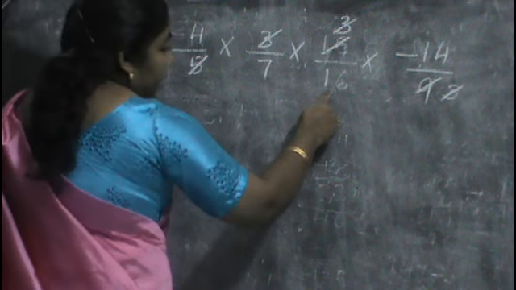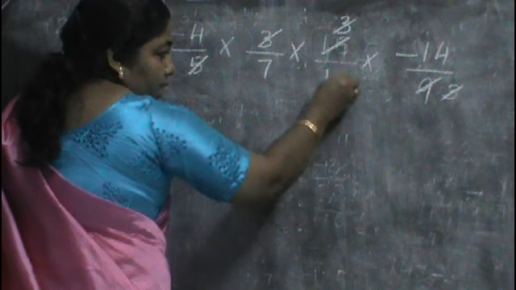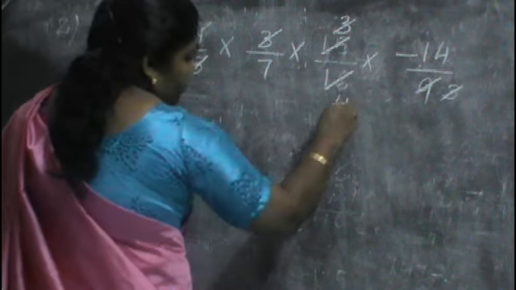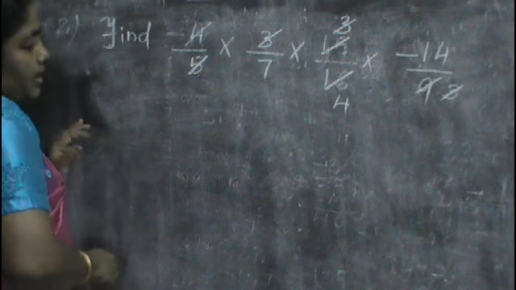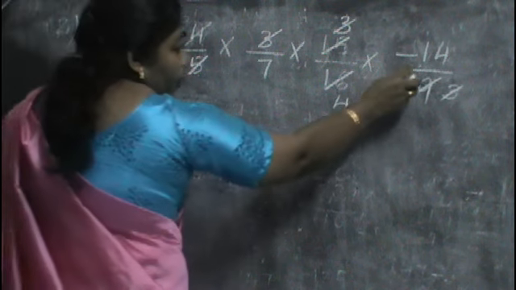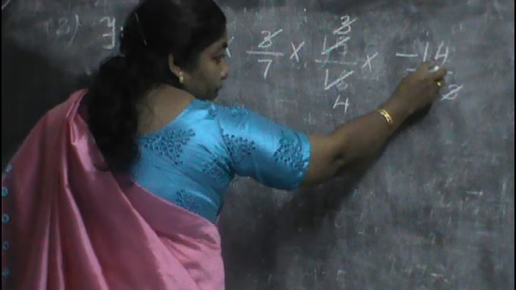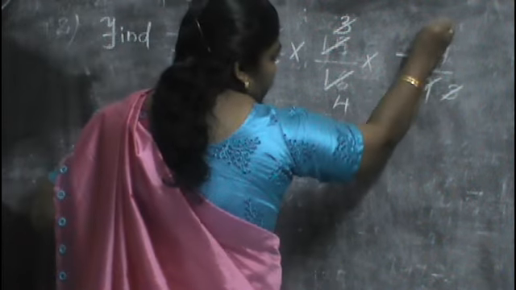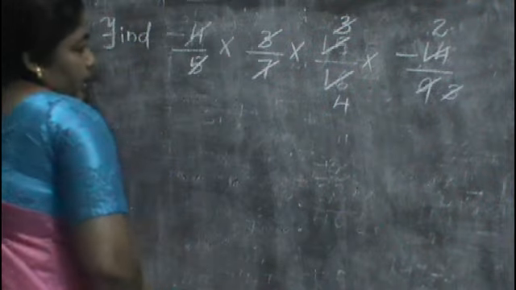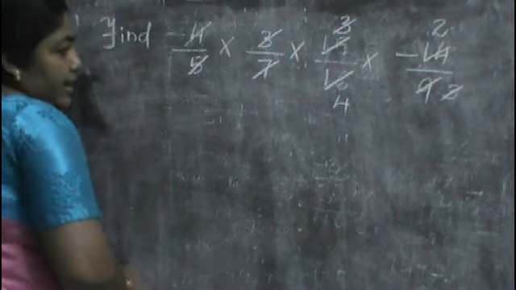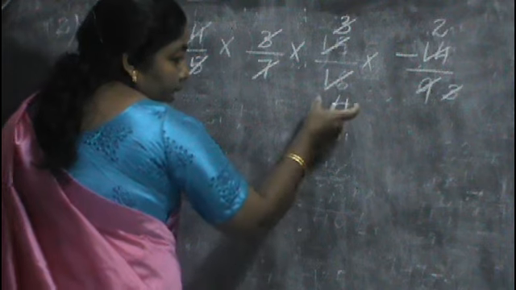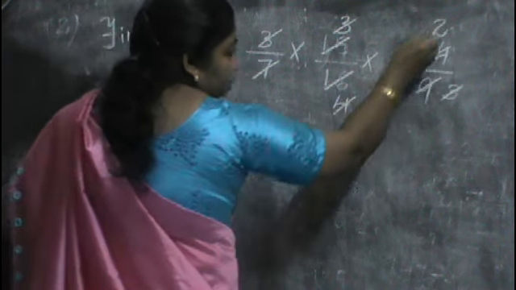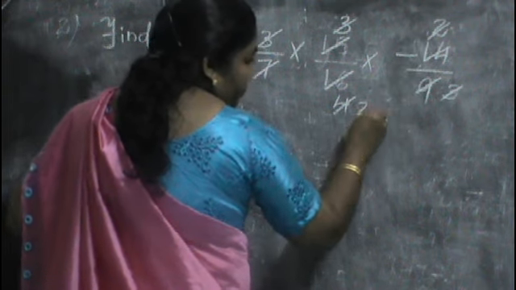Now 16 is 4 into 4. Here we can cancel by 4. Here 4. Now we can cancel. 14 is a multiple of 7. 7 2s are 14. So we can cancel 7 and 14, here 2. Now any numbers we can cancel? Here 4 is in the denominator and in the numerator 2, we can cancel this 4 and 2, here 2.